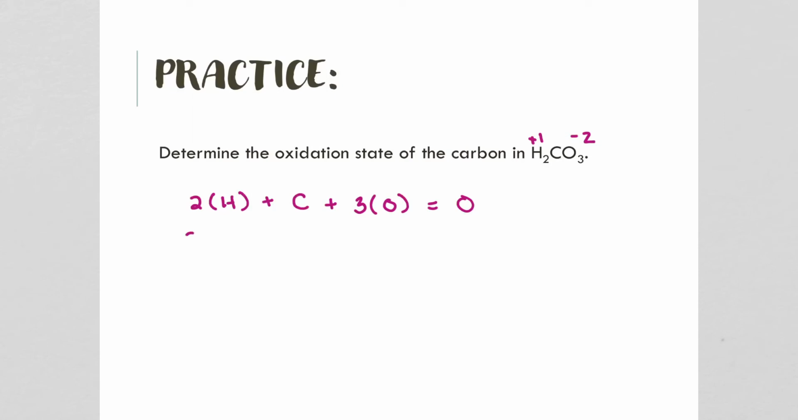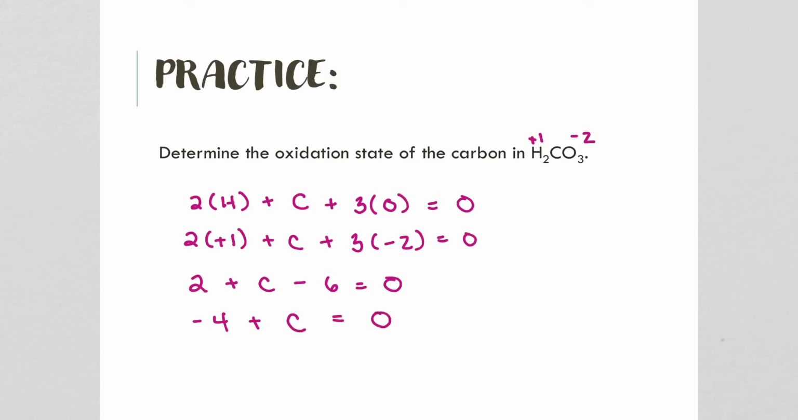So we'll plug our numbers in. So 2 times +1 plus carbon plus 3 times -2 equals 0. So we have 2 plus carbon minus 6 is equal to 0. So we have -4 plus carbon is equal to 0. We'll transfer the -4 to the other side. So the oxidation state of carbon is +4. So that's how you find out the oxidation state.